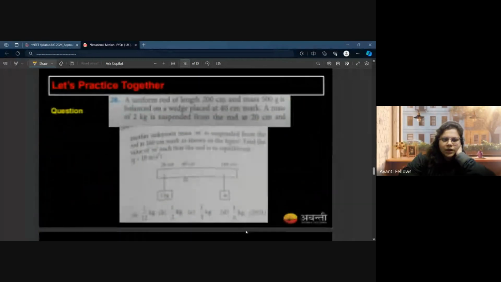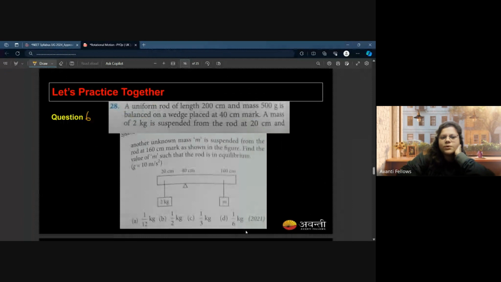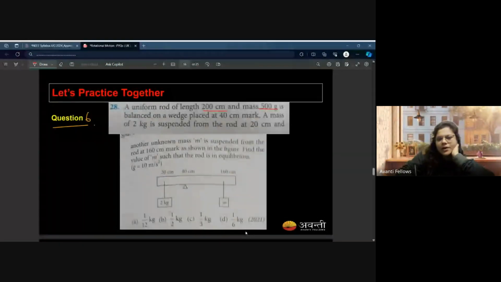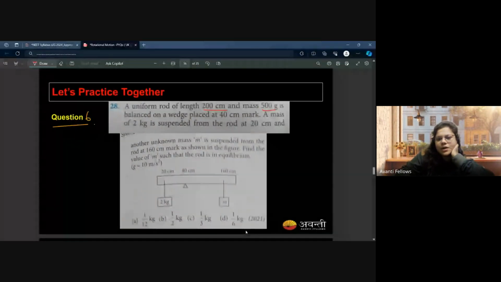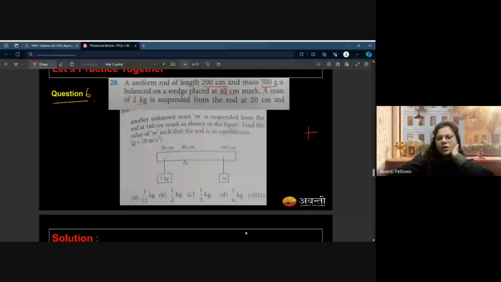Let's come to this question, your 6th question. A nice question, actually. It is about static equilibrium. The question goes like this: a uniform rod of length 200 centimeter and mass 500 gram is balanced on a wedge placed at 40 centimeter mark. A mass of 2 kg is suspended from the rod at 20 centimeter, and another mass. Just go through this question and answer me.